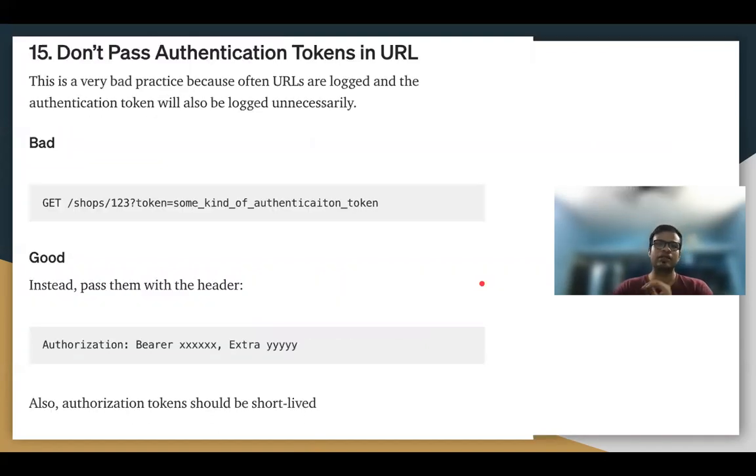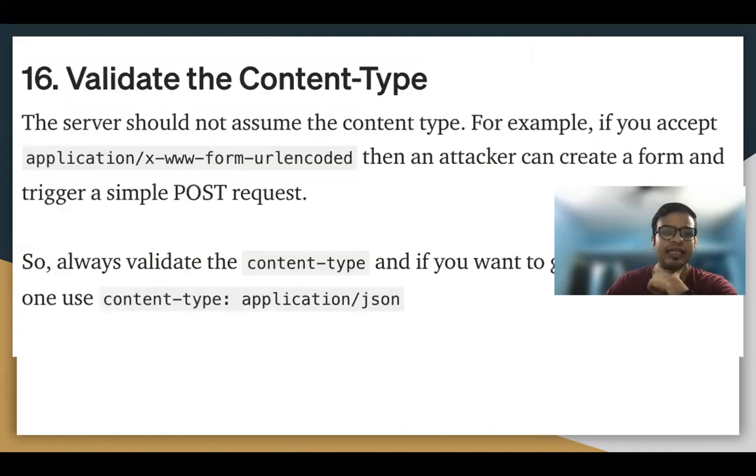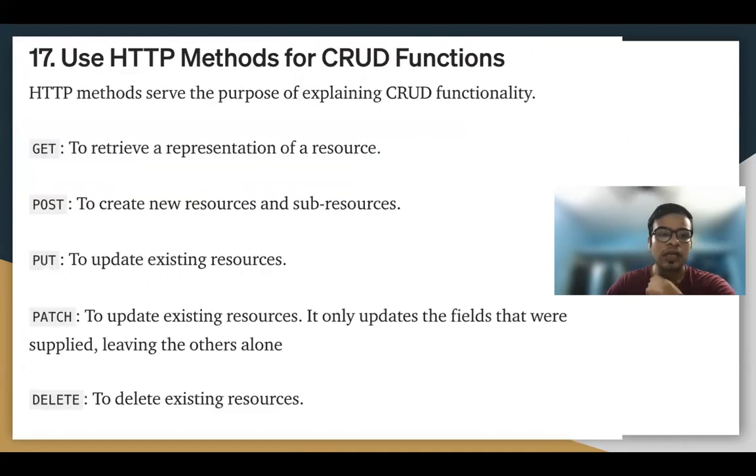Now don't pass the authentication token in the URL. You can pass it in the header, as a bearer token. It will be better. And validate the content type. You can always validate the content type. Is it JSON? Is it a text format? It will be better for you. Then properly use the HTTP methods. I know it's not possible for most people sometimes, but you should use proper HTTP methods. They're given for a particular reason, so you should use them.